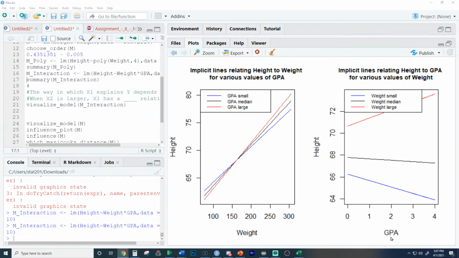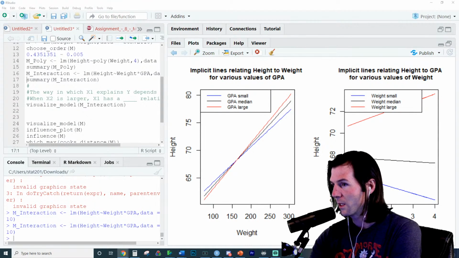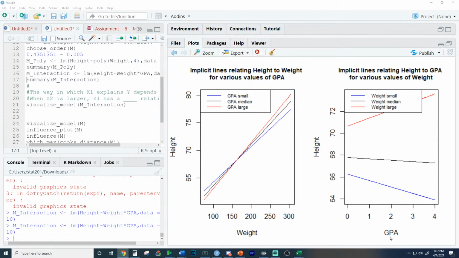Let me put a cut in the video. I'm back. We're going to talk about interactions. Let's do this. How to talk about and explain interactions. The question is, what kind of relationship does GPA have with height? So this is an interaction model right here. How does GPA explain height? In what way does GPA explain height?